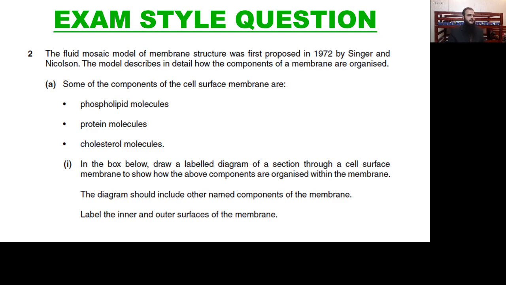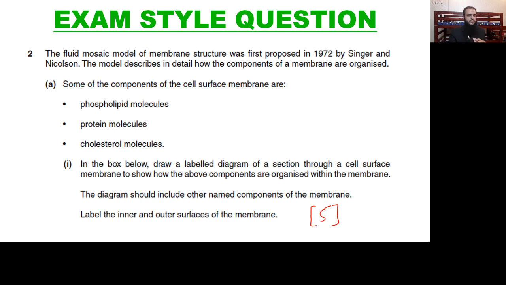Now quickly, this is an exam style question. I think it was in one of the recent past papers, if I'm not wrong. Whatever the case is, the question tells you about the fluid mosaic model, and then it says some of the components of the cell surface membrane are phospholipid molecules. That's the first bullet point. Protein molecules and cholesterol molecules. Now, in the box below, draw and label a diagram of a section through a cell surface membrane to show how the above components are organized within the membrane. The diagram should include other named components of membranes. Label the inner and the outer surfaces of a membrane. This is a 5-marker question.